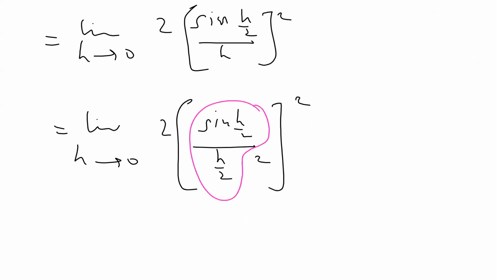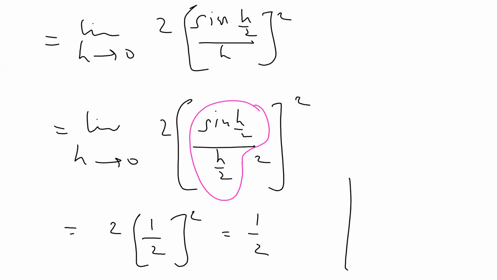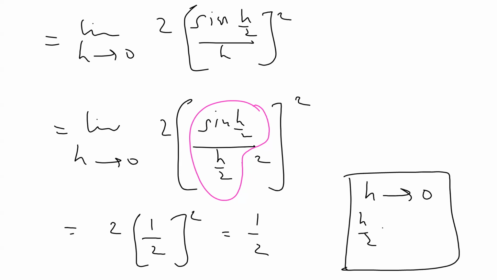So this thing will be 1. Okay. So 2 into 1 by 4, that is 1 by 2 is the answer. As h approaches 0, h by 2 also approaches 0. That was question number 3. Let's go to question number 4.